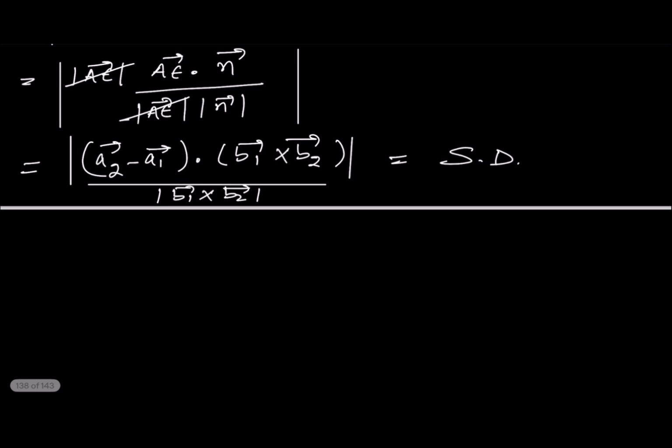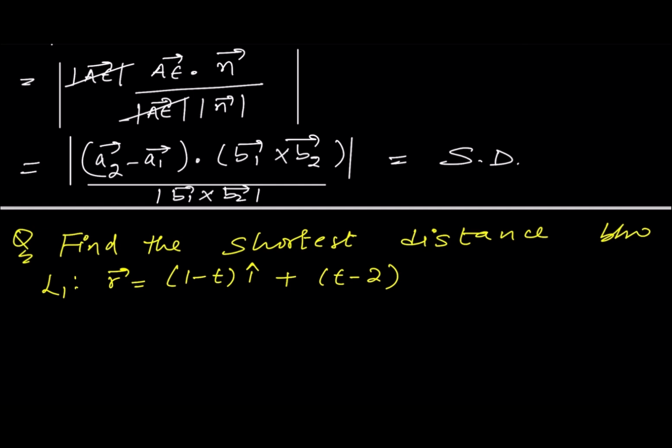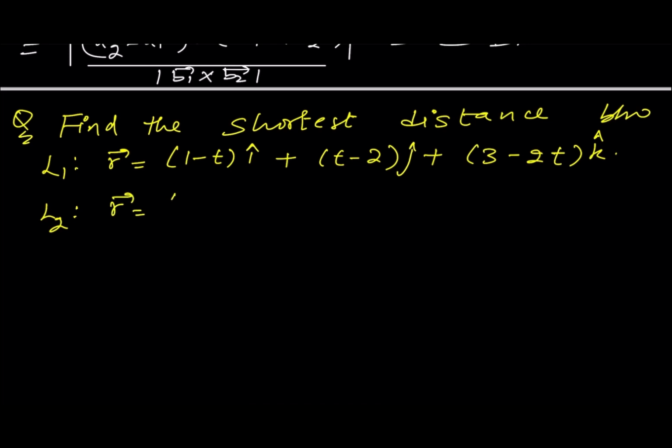Now let us take an example. Question is, find the shortest distance between L1: r vector is equal to (1 minus t) i cap plus (t minus 2) j cap plus (3 minus 2t) k cap, and L2: r vector is equal to (s plus 1) i cap plus (2s minus 1) j cap minus (2s plus 1) k cap.